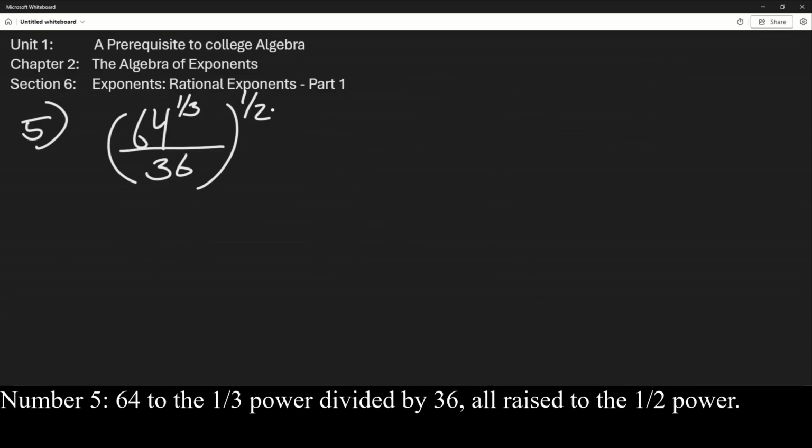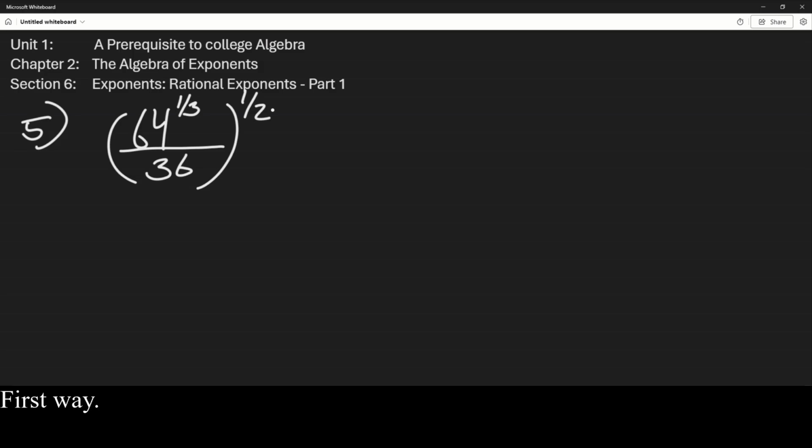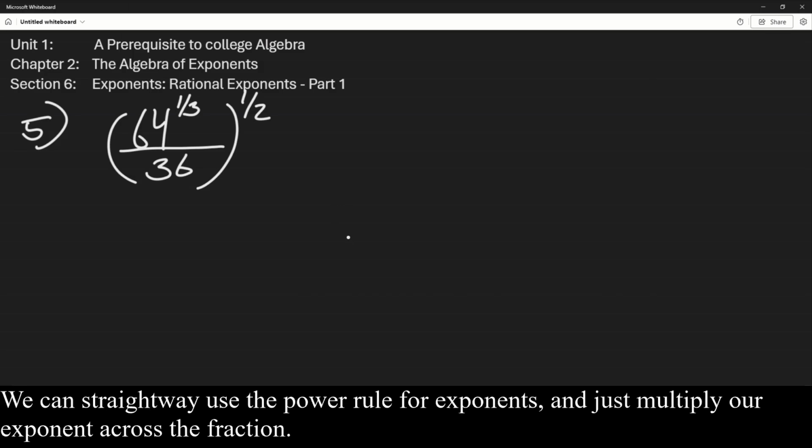Number 5, 64 to the 1/3 power divided by 36, all raised to the 1/2 power. Finally, we have nested rational exponents. We can do these one of two ways. We're going to work through both here. First way, we can straightaway use the power rule for exponents and just multiply our exponent across the fraction.